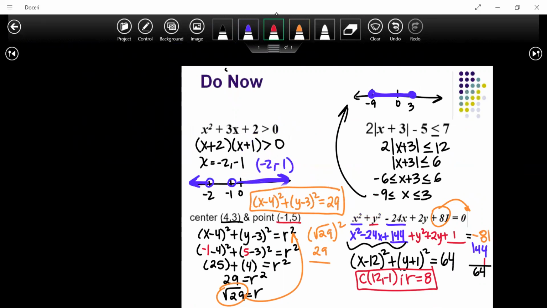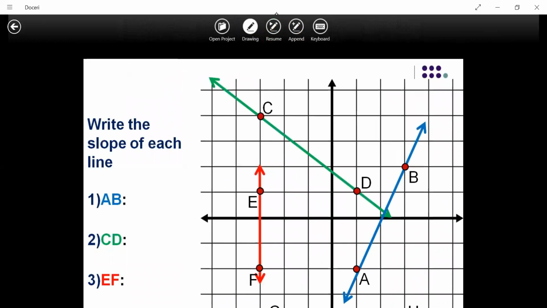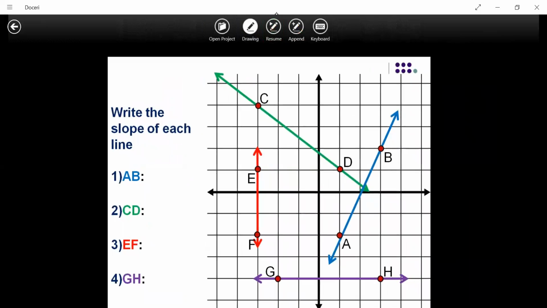Here we go. Do me a favor. You don't need to copy none of this down, but just tell me. This is just kind of review. Write the slope of each of the lines: AB, CD, EF, GH. This is the beginning of our notes, but I just want you guys to tell me the slopes of the lines. It goes back to integrated one, or in your case, I believe it was algebra one.